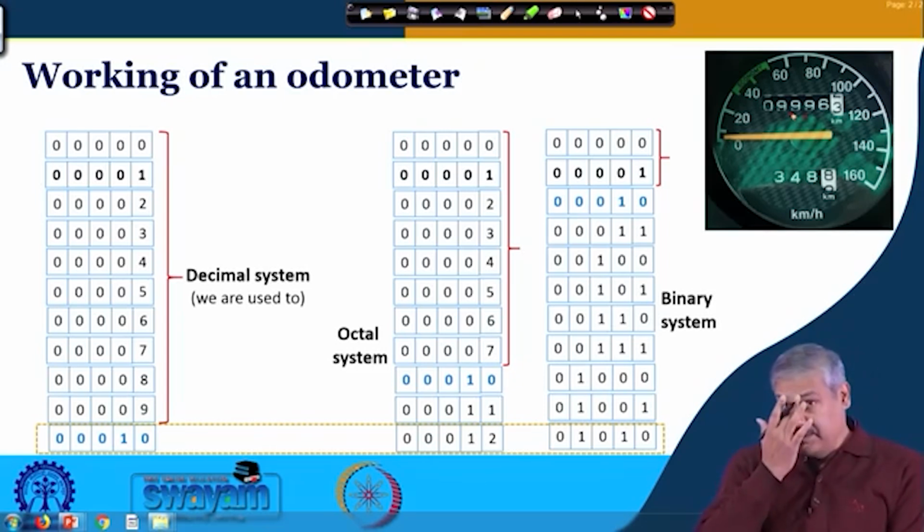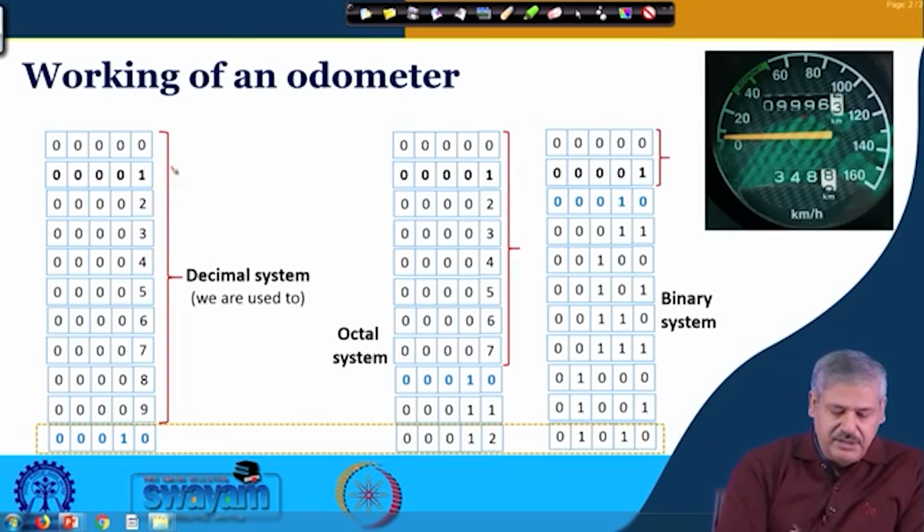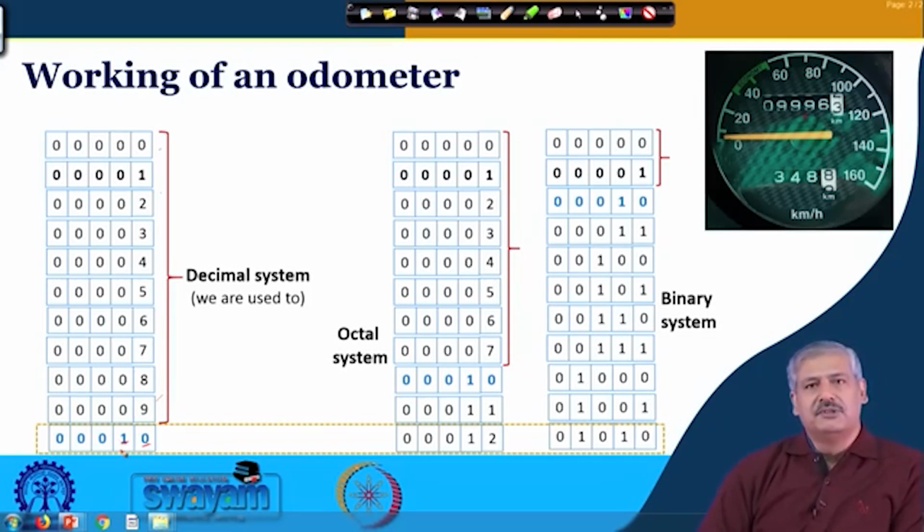So, in decimal systems, if you look at the way the digits are presented, 0, 1, 2, 3, okay. So, these are the valid digits up to 9. After that comes 0 in the unit place, and in the tens place, 1 comes into the place. Okay. So, this is how the decimal odometer works.